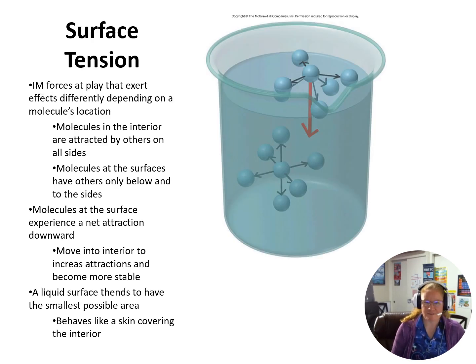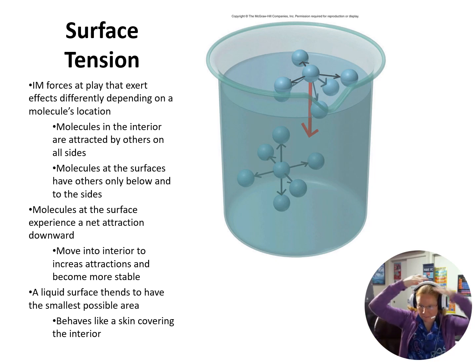All right, surface tension. We've got all these intermolecular forces. In the interior, a molecule is going to be attracted on all sides to everything. But on the surface, there are no similar particles above it. So it's being attracted downward by the particles below it and to the sides of it, so it'll move into the interior. Things get more stable because now I have equivalent interactions on all sides.